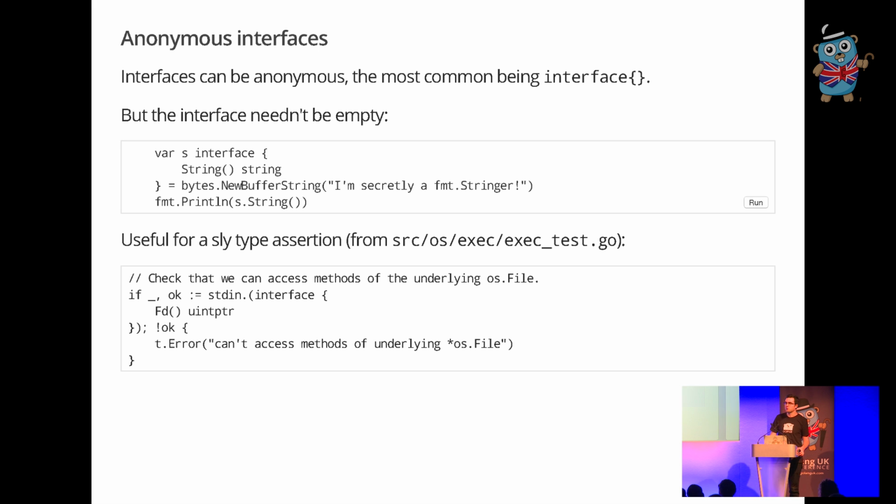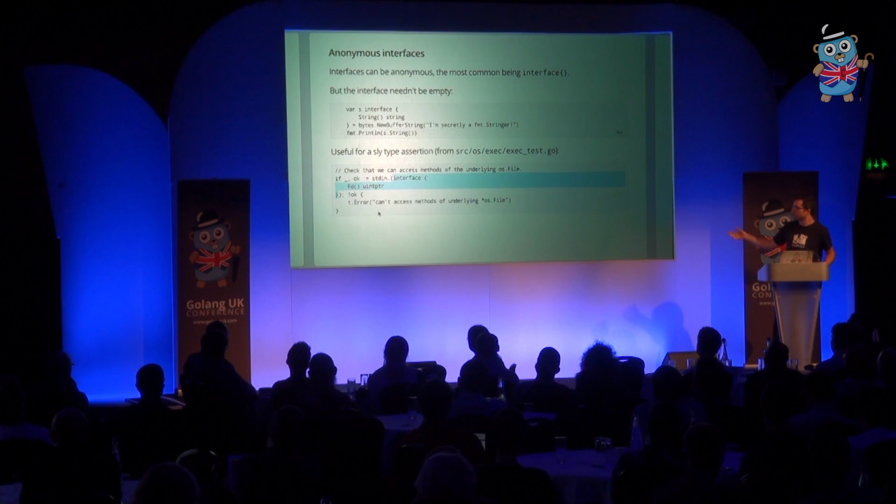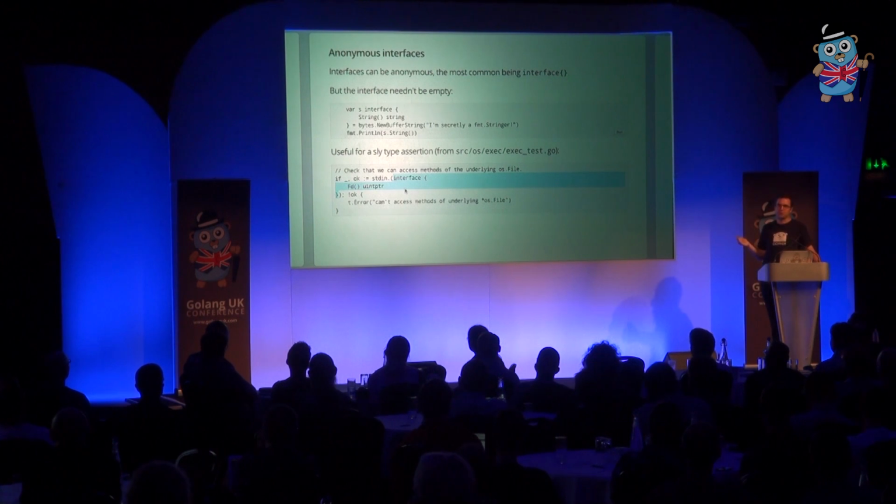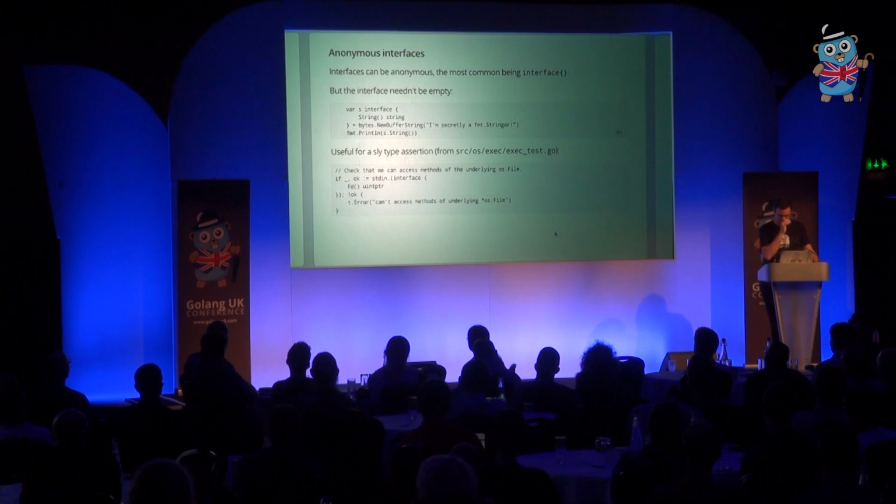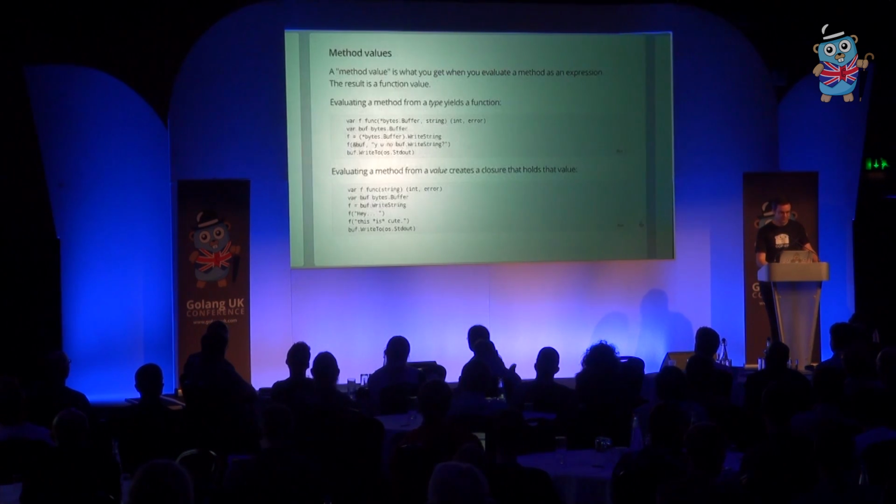But one way in which this is really useful is you can do an inline type assertion. If you don't want to necessarily declare an interface for this one-shot type assertion, you can just do it inline like that. And this is something that I've seen pretty frequently. I've also seen people do this in type switches as well. So that's another cute little trick.